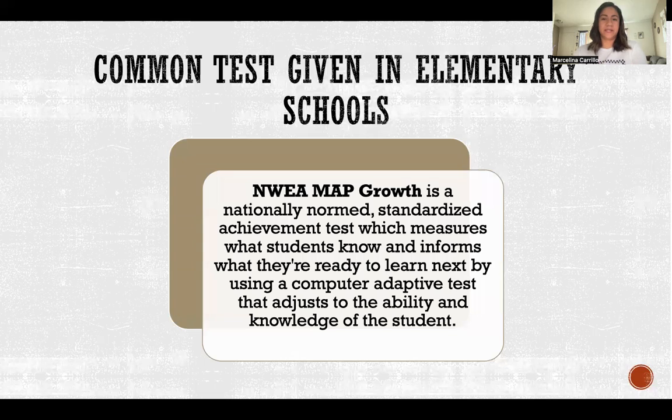So there is a common test that is given in an elementary school, which is called the NWEA MAP Growth. It is mostly known as the MAP test. It is a nationally normed, standardized achievement test which measures what students know and informs what they're ready to learn next by using a computer adaptive test that adjusts to the ability and the knowledge of the student.